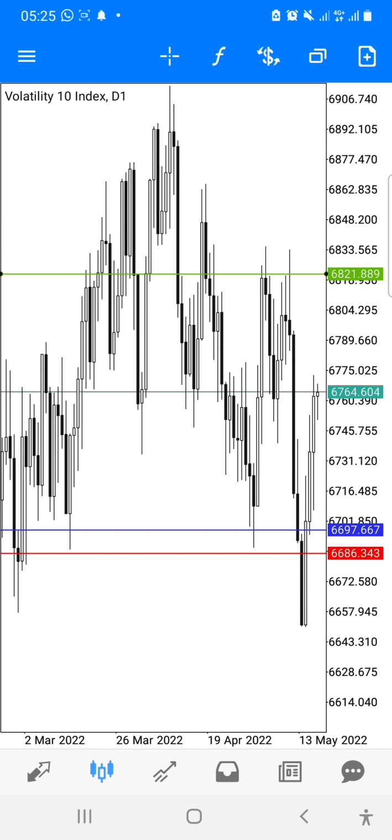All right, so now 6,697 minus 6,680 is 11 points. But it is not 11 pips, it is just 11 points. To actually calculate the stop loss pips, you do 11 divided by what? 10. So you get 1.1 pip.